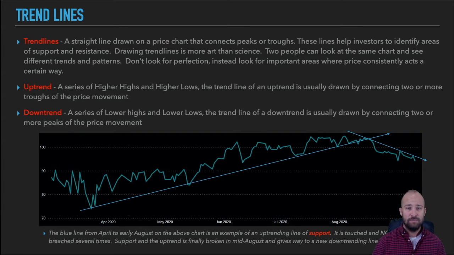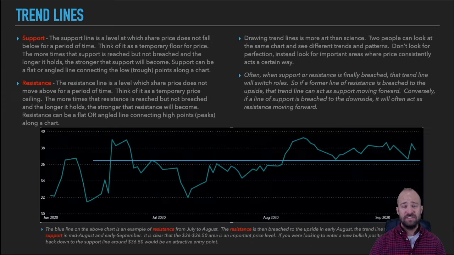Now, the more times that price reaches that support and doesn't break through it, the stronger that support is going to become. But keep in mind that a line of support doesn't necessarily have to be an uptrend line. For example, in this chart here, we're looking at a line that is at one point resistance and then becomes support. So resistance is just the opposite of support.